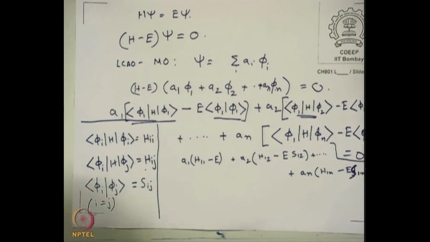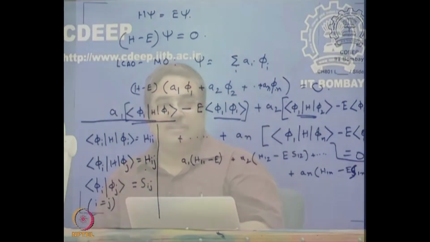S1n is equal to 0, right. So I have got one equation, but then I have n unknowns. How will I find the A's? I need n equations. How do I generate n equations like this? How did I get these equations in the first place?